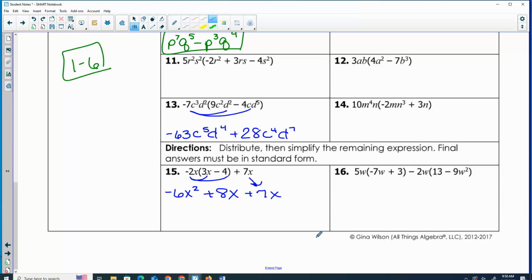What can you do at this point? Add the 8x and the 7x. We get negative 6x squared. Because these variables are the same, we add their coefficients. 8 plus 7 is 15. And remember, when you're adding, variables don't change. So it's negative 6x squared plus 15x.